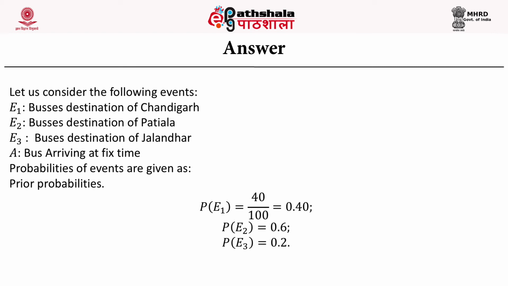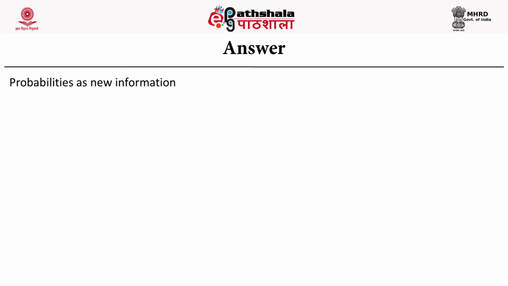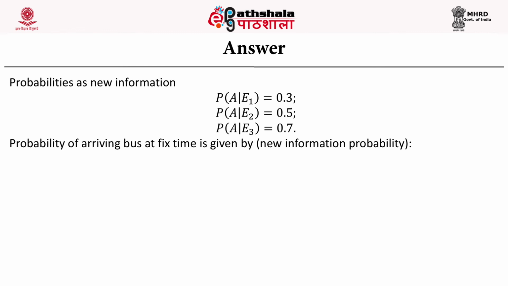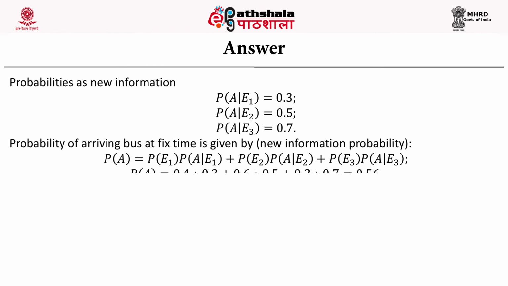For that we require some prior probabilities. These are given as probability of E1 is equal to 0.4, probability of E2 is given as 0.6, and probability of E3 is given as 0.2. So probabilities of new information are given as probability of A given E1 is equal to 0.3, probability of A given E2 is equal to 0.5, and probability of A given E3 is equal to 0.7. Now the probability of arriving bus at a fixed time is given by the new information, that is, we have to find out the probability of A. By using the concept of total probability, we can find out the value of probability A, and it is coming out to be 0.56.